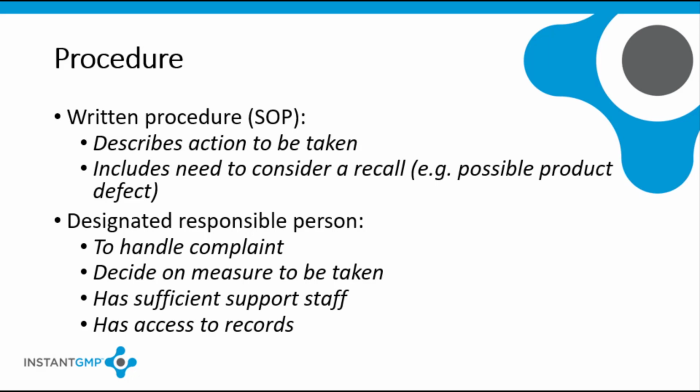The basic requirements for a complaint procedure include having a designated person who has the authority to conduct complaint reviews in accordance with the SOPs. The designated person must have sufficient staff to be able to review all the complaints quickly and effectively. They must be able to access all the relevant records about the product. That person may be the authorized quality person in the organization. If not, then the quality person must be kept informed of all complaints being investigated.